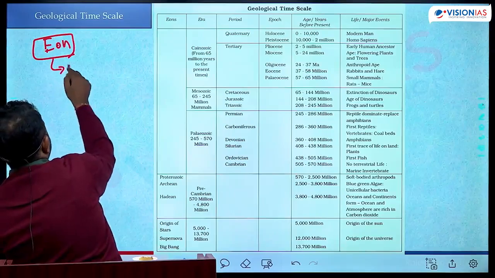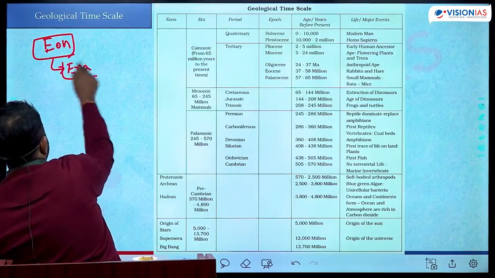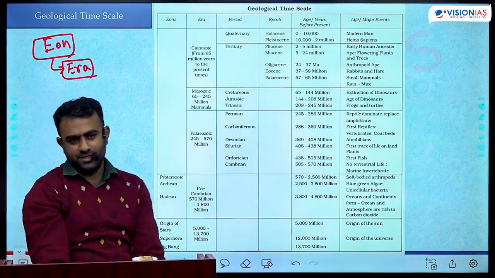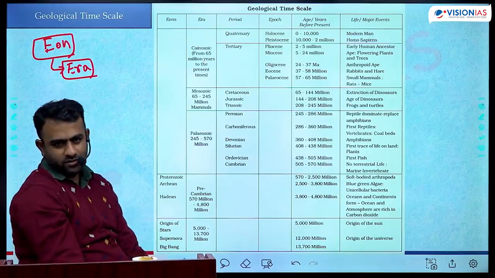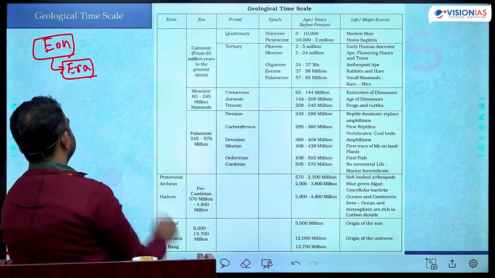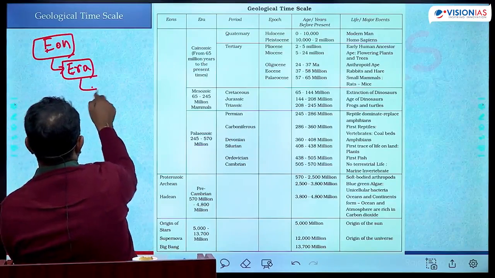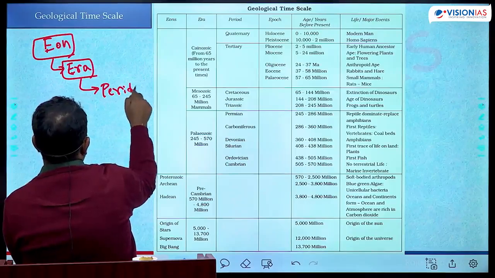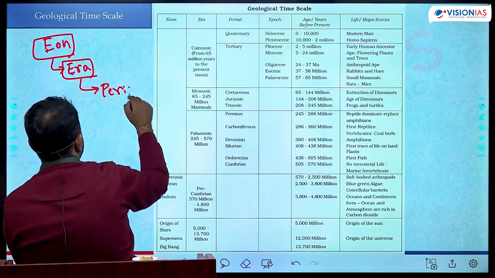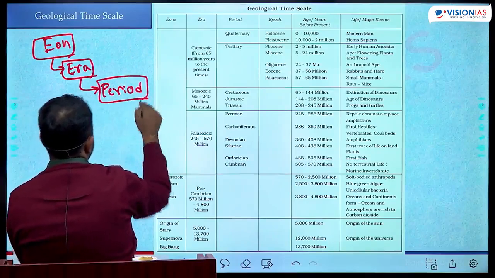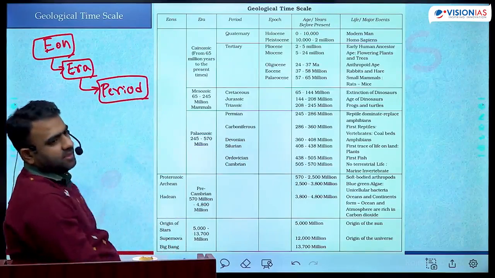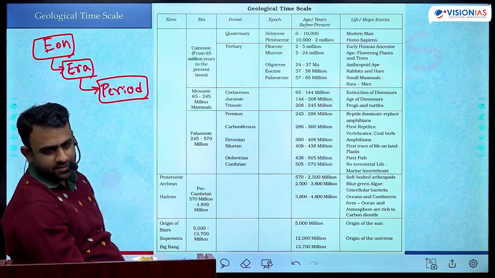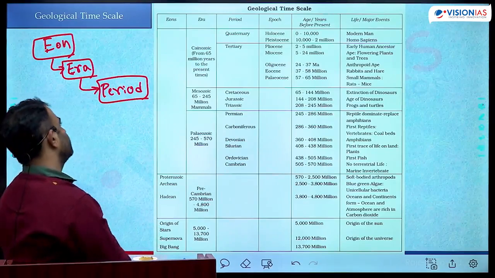Eon is further divided into era. One era is approximately 200 to 250 million years. So please remember this next time when you say end of an era. Era is further divided into period. A period is approximately 40 to 50 million years. One period is 40 to 50 million years.